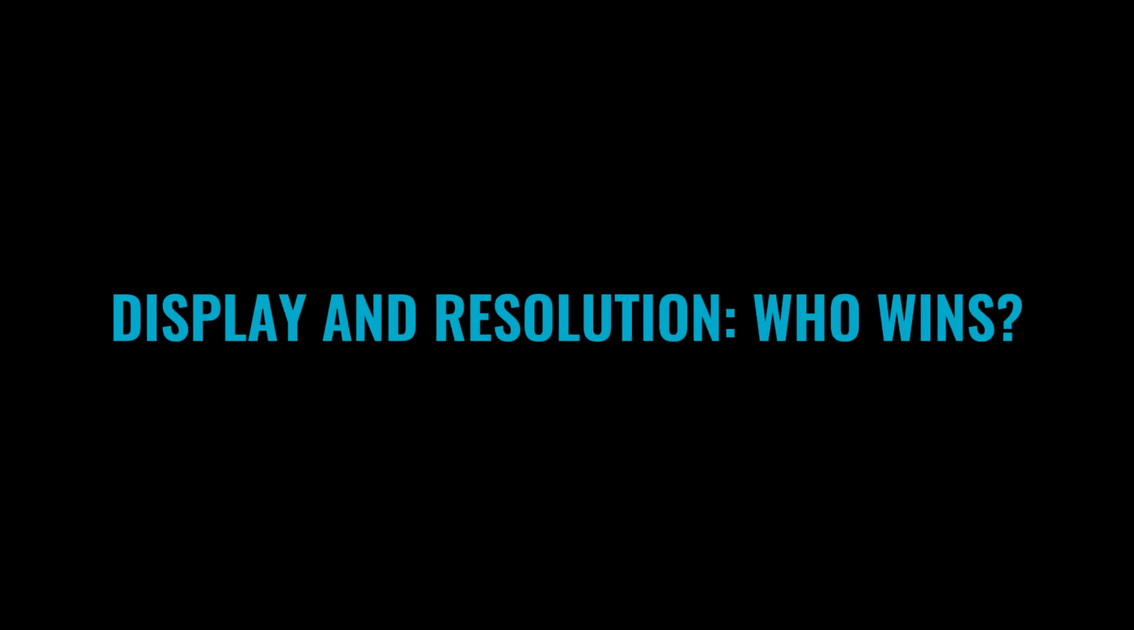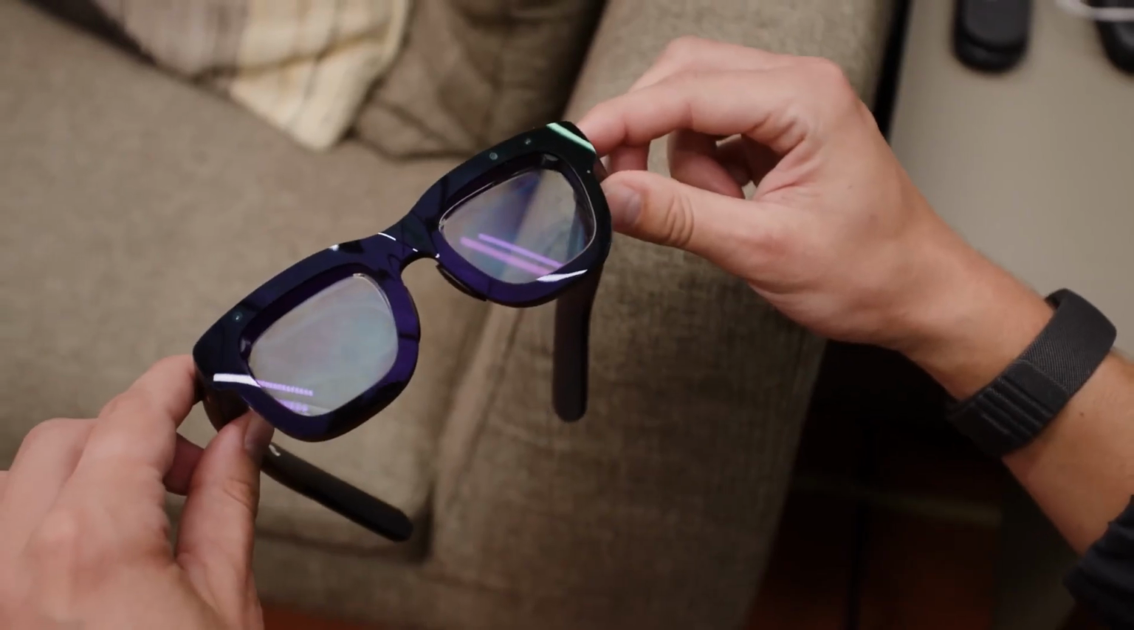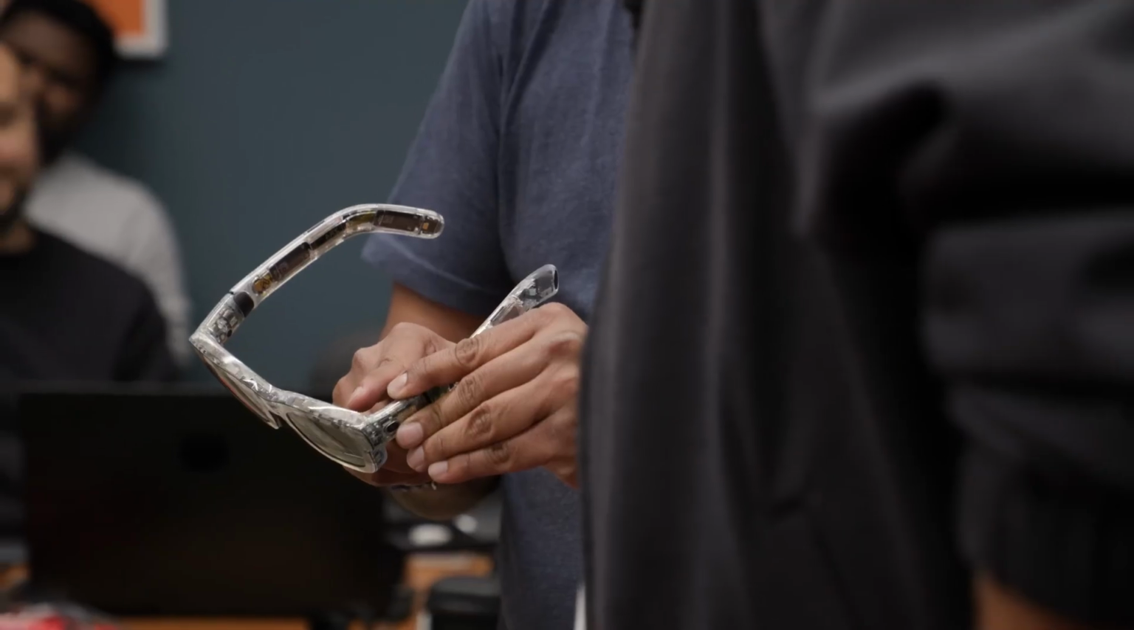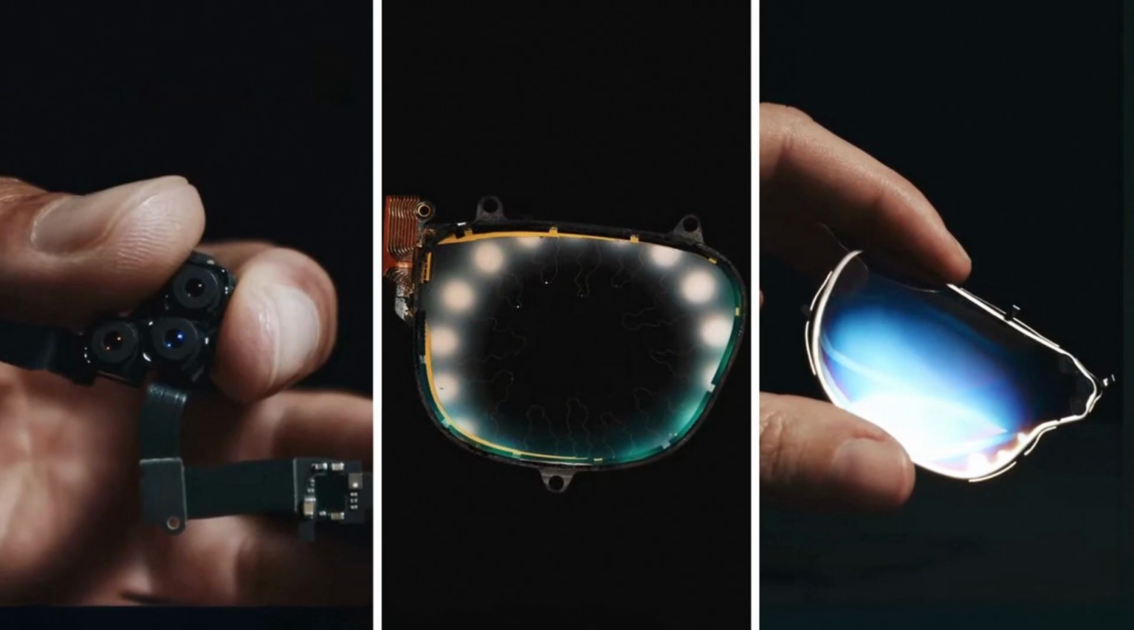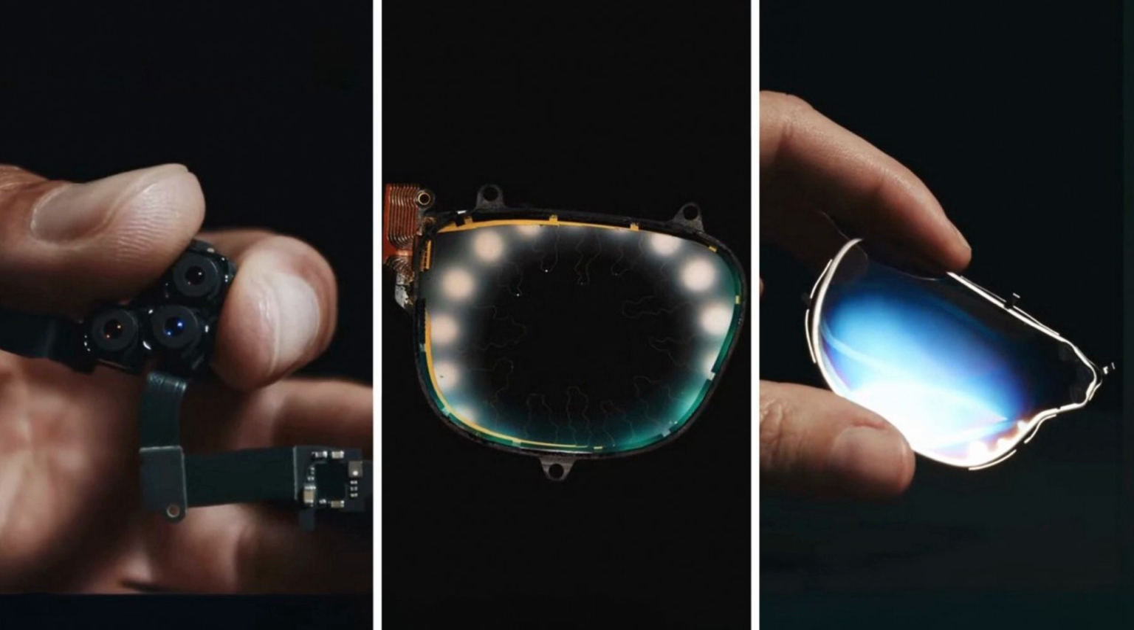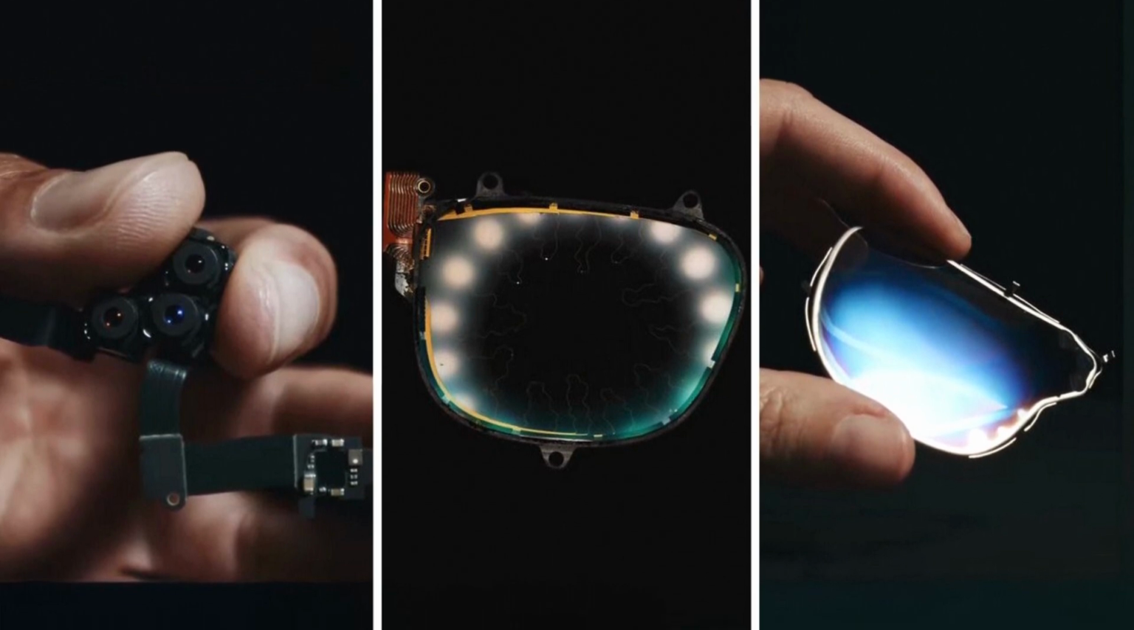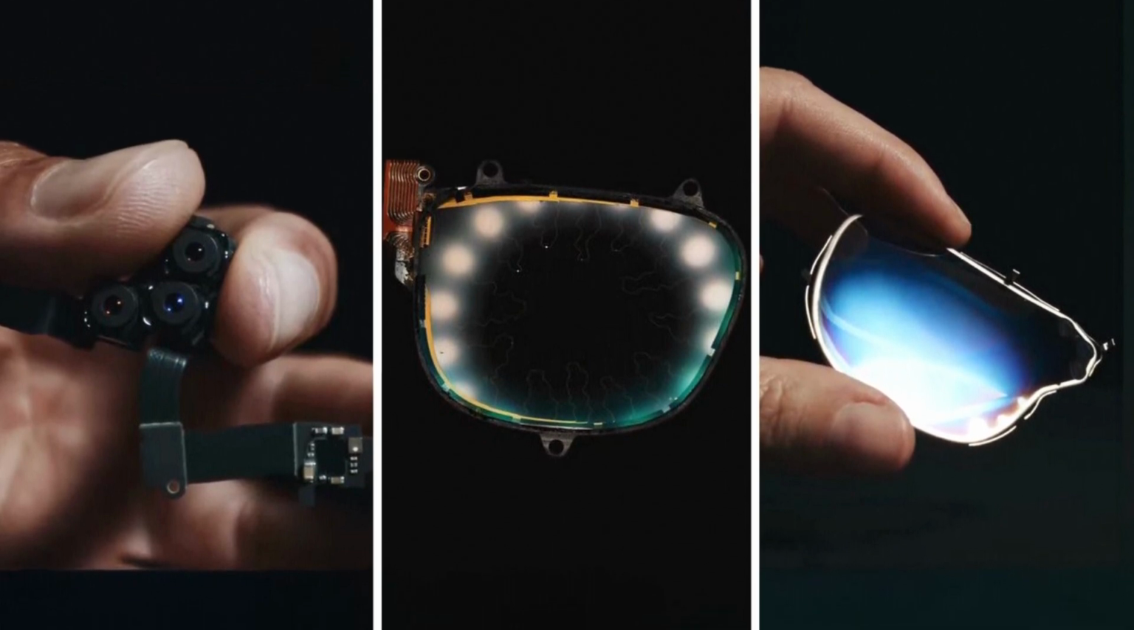Display and resolution. Who wins? When it comes to display technology, though, the win isn't exactly tipped in Meta's favor. In the case of Orion, we have a 70-degree field of view and micro LED projectors that can overlay holograms directly on our line of sight through the lenses. This achieves a much more seamless integration of digital elements into the real world.